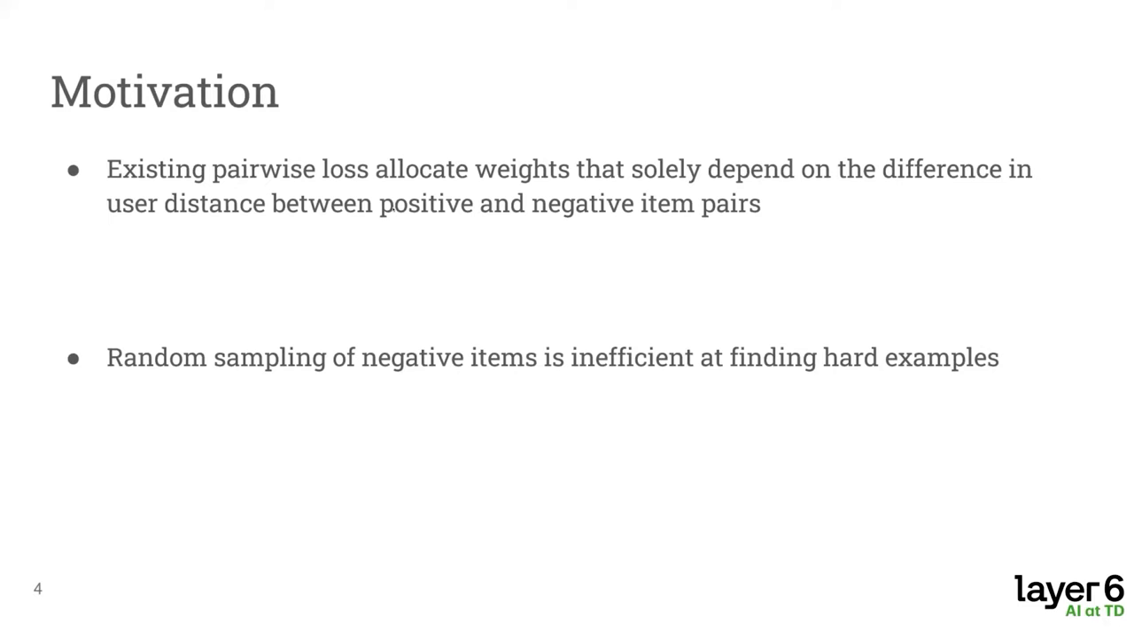However, we have identified that existing pairwise loss allocates weight that solely depends on the differences in user distance between positive and negative pairs, which can lead to ignoring other important information such as relationships among items. And also, random sampling of negative items is inefficient at finding hard negative samples, which can lead to training on easier and less informative data.